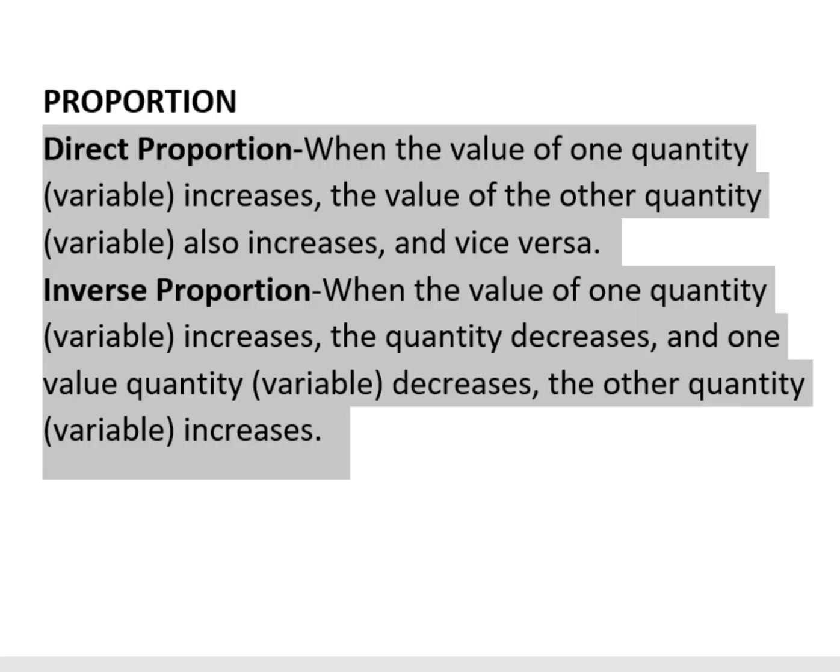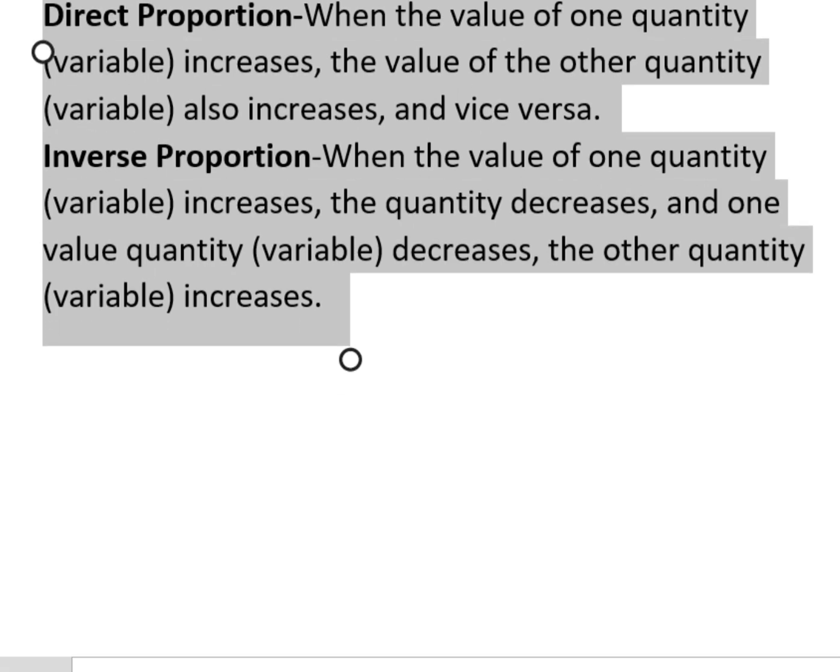We have two types of proportion. First one is direct proportion, whereby an increase in one quantity will result in an increase in the other quantity and vice versa. We also have inverse proportion, whereby an increase in one quantity will result in a decrease in the other quantity. So we have two examples to work here.